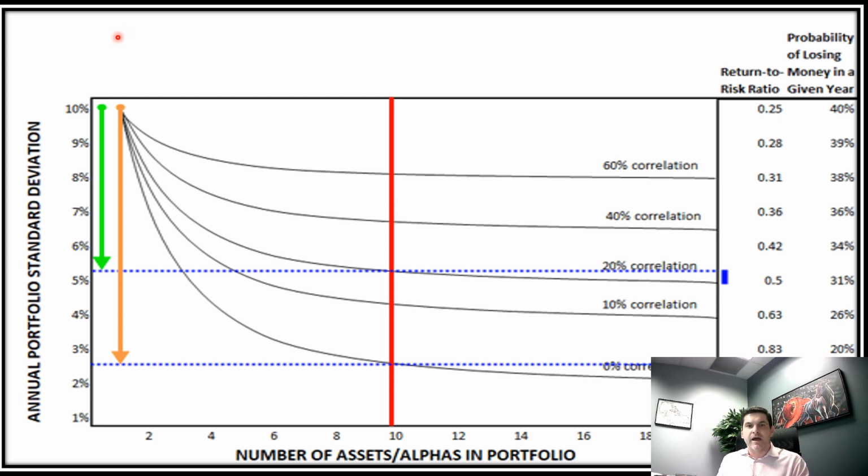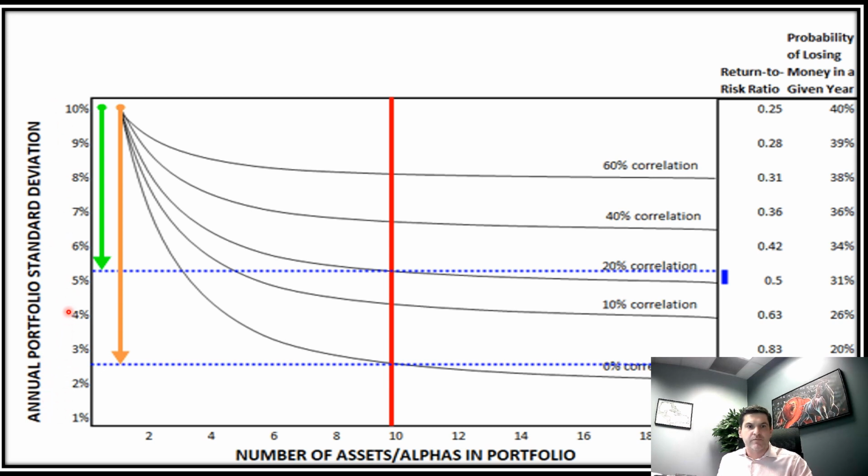Because what he found is that by decreasing the correlation percentage and increasing the number of assets or alpha in the portfolio, you can significantly reduce the probability of losing money in a given year. And the reason that's true is by having lower correlation coefficients, you're reducing the drawdown potential of a portfolio. So when times are bad, you want assets that don't all go down in the same direction in the same percentage gain or loss.